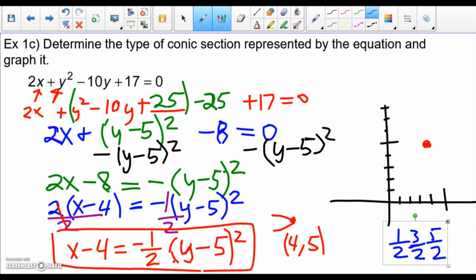We go over a half and up or down 1. You go over 1.5 and up or down 1. And then you go over 2.5 and up or down 1. It's going to look something like that. Of course, you can always make a table if you don't want to use the pattern.